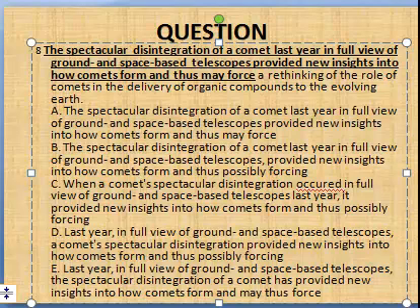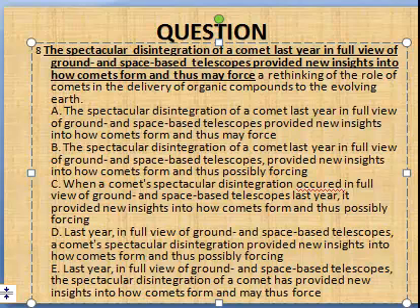So the spectacular disintegration of a comet last year in full view of ground and space-based telescopes provided new insights into how comets form and thus may force. That sounds weird, but who knows, this might be less weird than the other option. I think "may force" is always better than "possibly forcing."